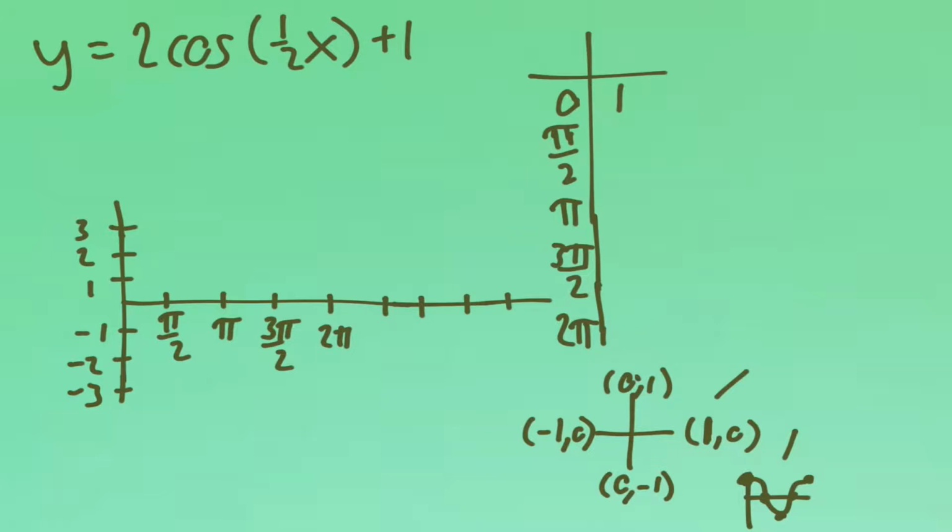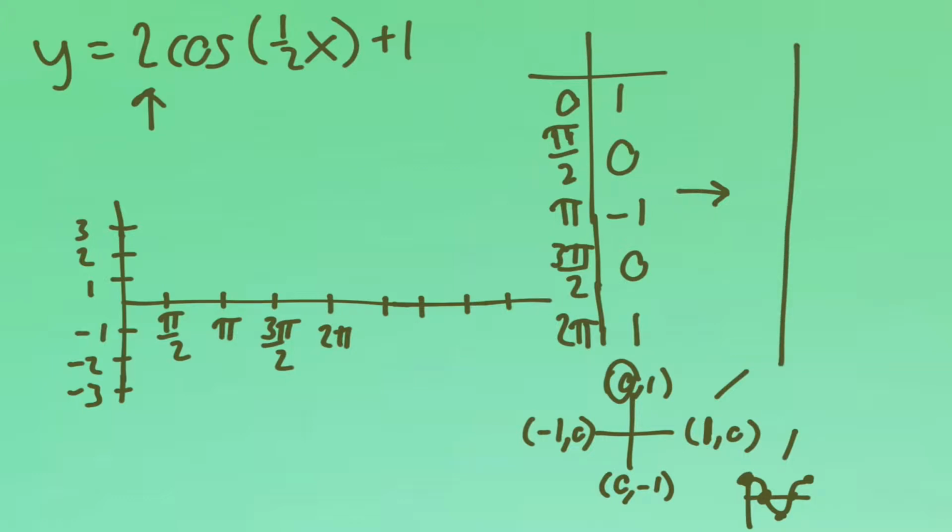Then pi over 2, the x value is 0, or you can look over here, we're at 0. Pi is -1, 3 pi over 2 is 0, and 2 pi is 1. Then we need to see how the graph transforms. The 2 is like a vertical stretch, because that's the amplitude. So that's gonna change your y values.